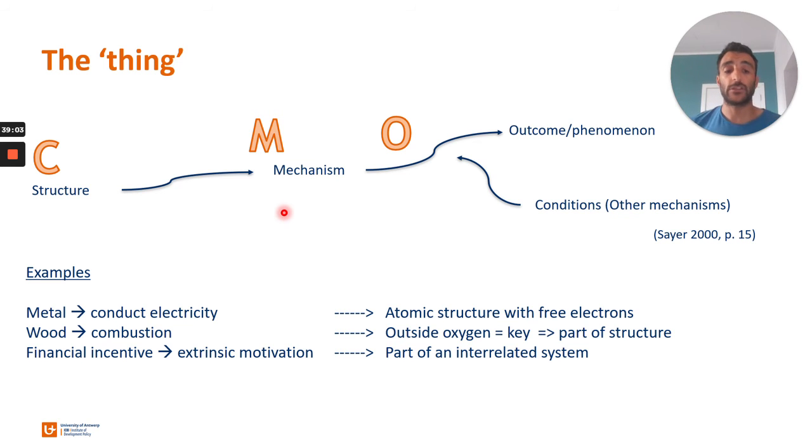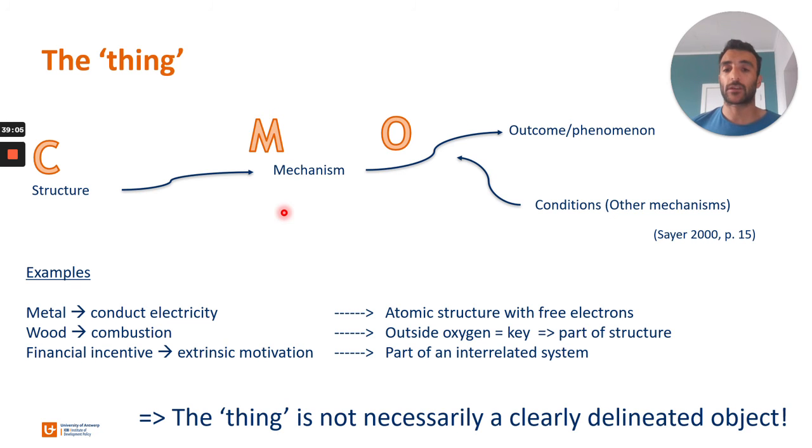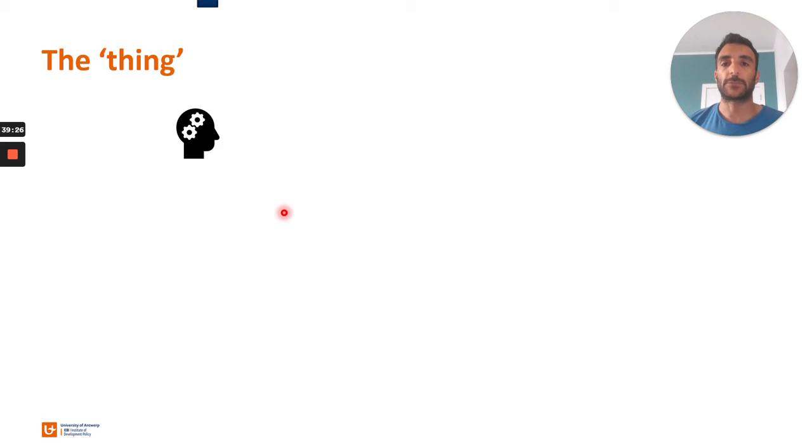So it's part of an interrelated system, and so we can conclude that that thing is not necessarily a clearly delineated object. It is not necessarily like a society or an organization or an intervention or a person that possesses powers, right? Looking at the causal structure, it is really much more dispersed.